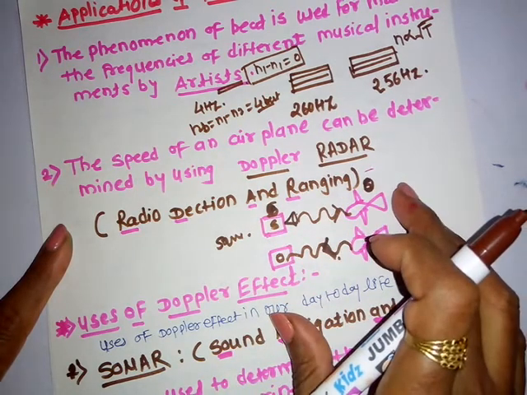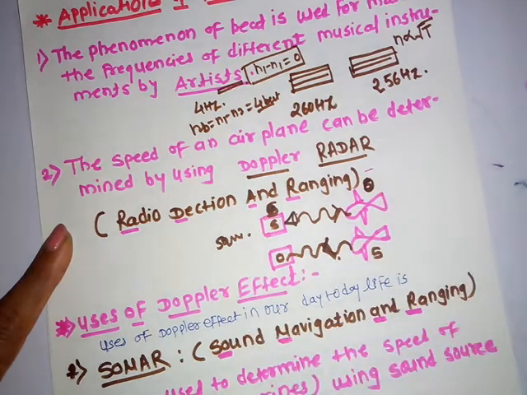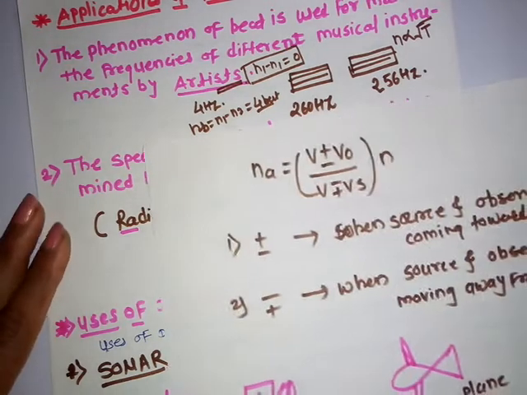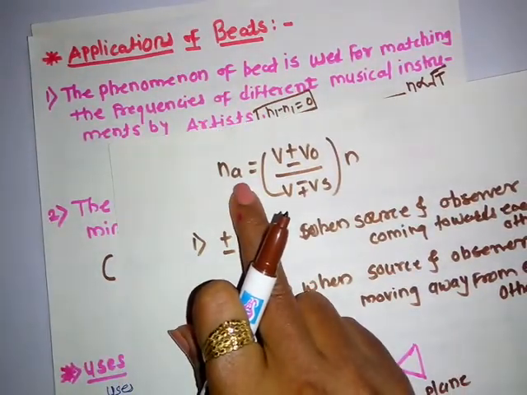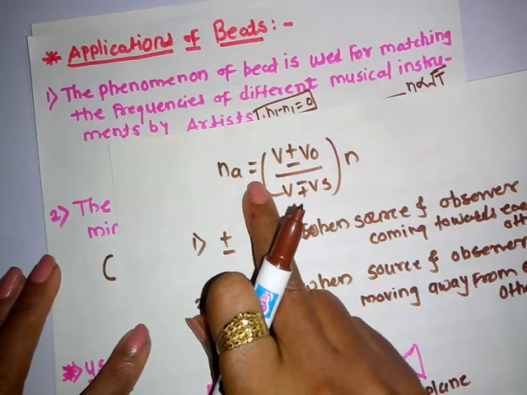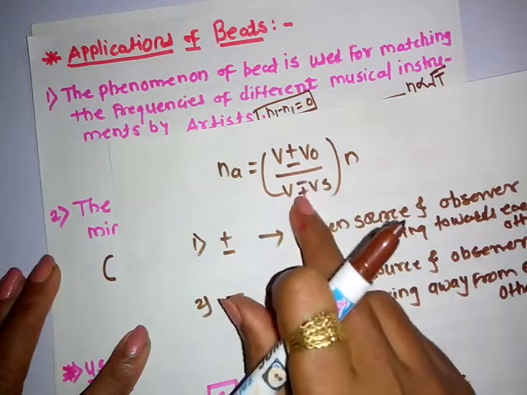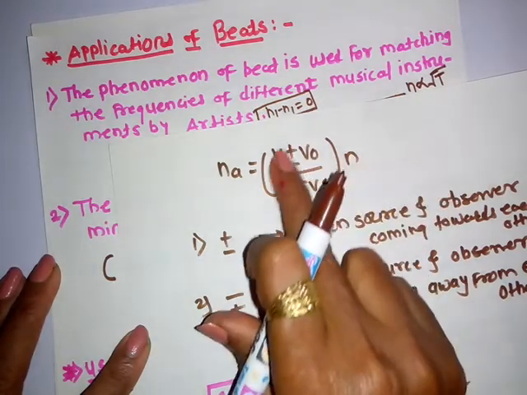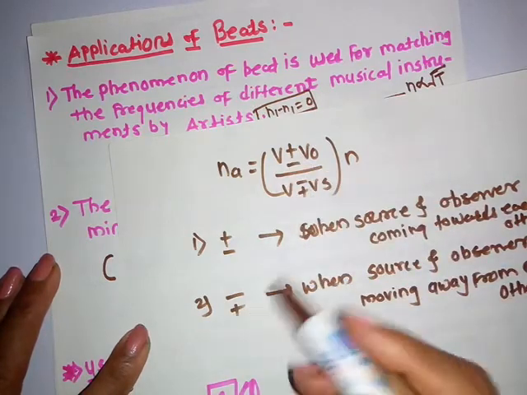म्हणजेच या ठिकाणी डॉपलर इफेक्ट यूज ही केला जातो, आणि डॉपलर इफेक्टसाठी आपल्याला जो फॉर्म्युला आहे तो या पद्धतीचा असतो की Na is equal to, here Na represents the apparent frequency. Na is equal to (V ± Vo) upon (V ∓ Vs) times N. Here is the meaning of the sign as plus minus or minus plus.